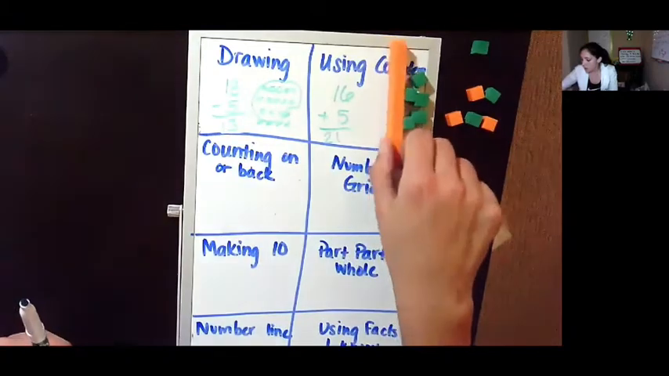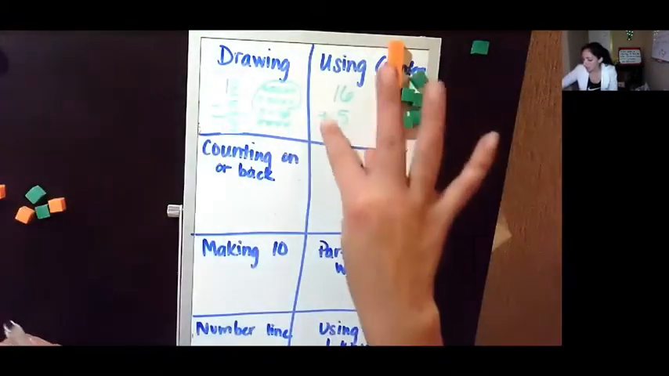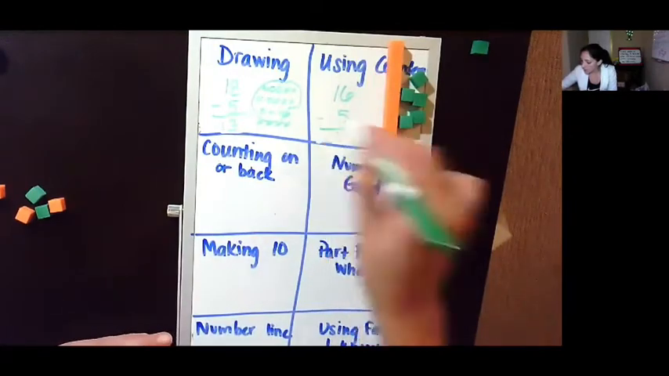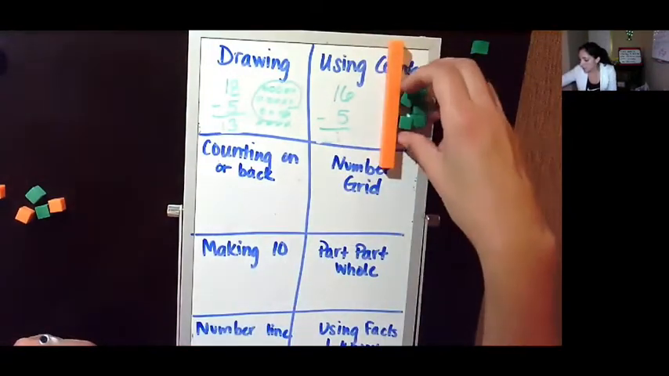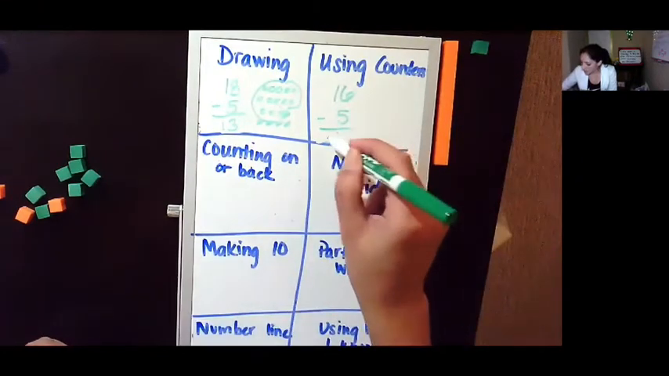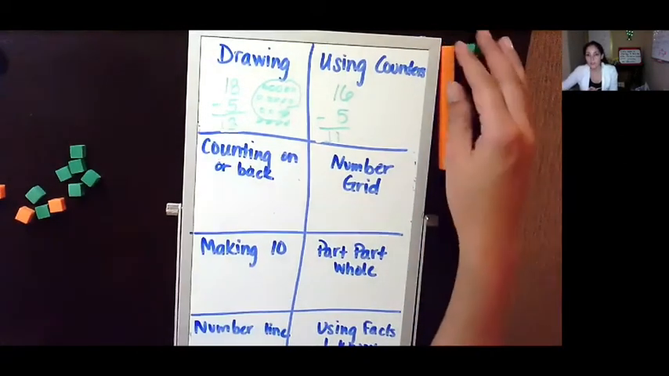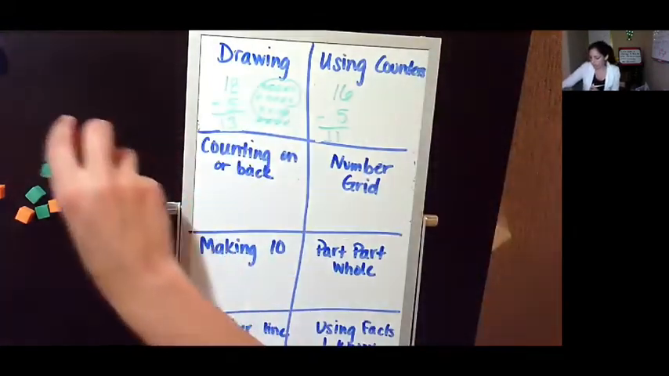Counters are also helpful if I'm subtracting. If it was 16 minus 5, I would start with my 16. I would take away 5 and see that I have 11 left. Okay, so drawing and counters. They're both not the fastest strategy, but they are very accurate as long as you're careful with your counting.